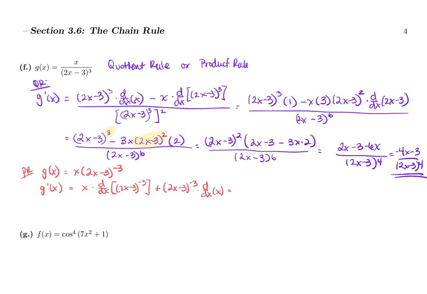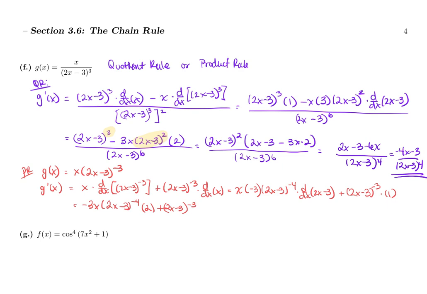Which means then that we have x times negative 3 times (2x minus 3) to the negative 4 times the derivative of 2x minus 3, plus (2x minus 3) to the negative 3 times the derivative of x, which is just 1. So if we simplify this a little bit, we get negative 3x times (2x minus 3) to the negative 4th times 2, plus (2x minus 3) to the negative 3rd.